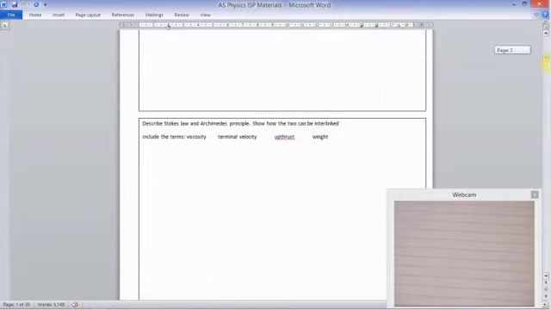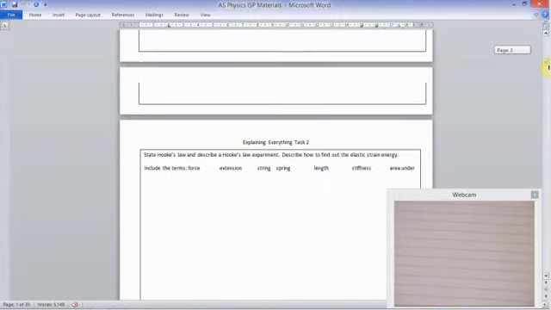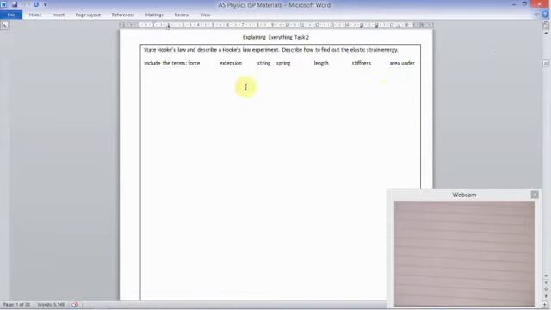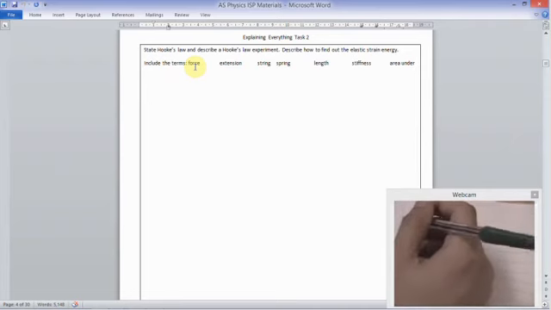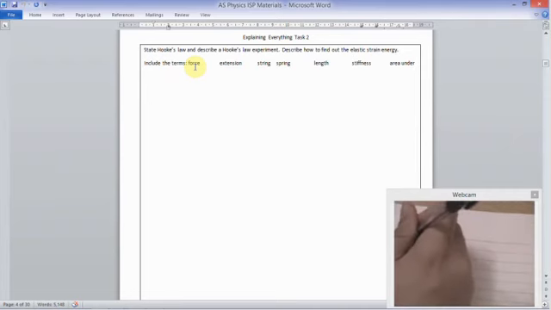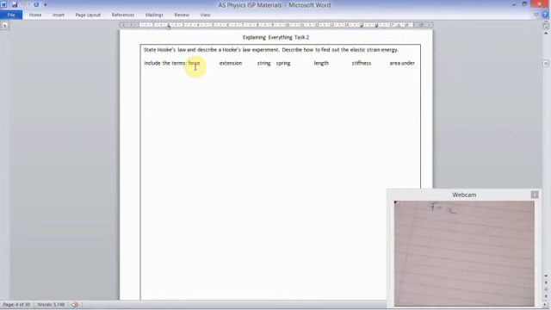Okay, so straight on to explaining everything, a very straightforward one. So the idea of stating Hooke's law, describing a Hooke's law experiment, and describing how to find the elastic strain energy. Okay, so Hooke's law. Force is proportional to extension.